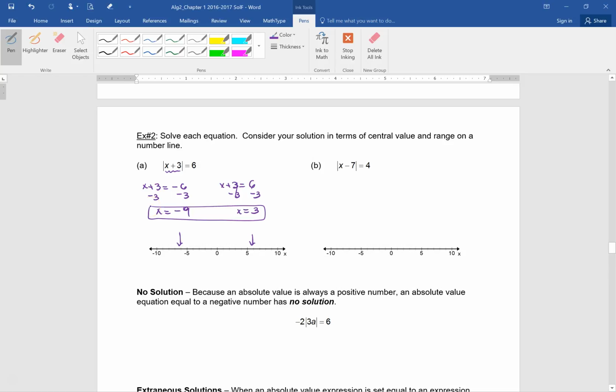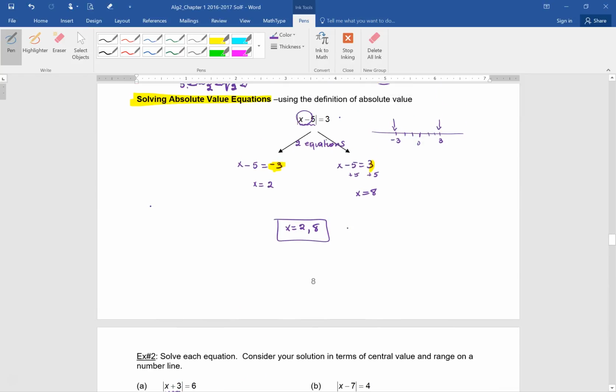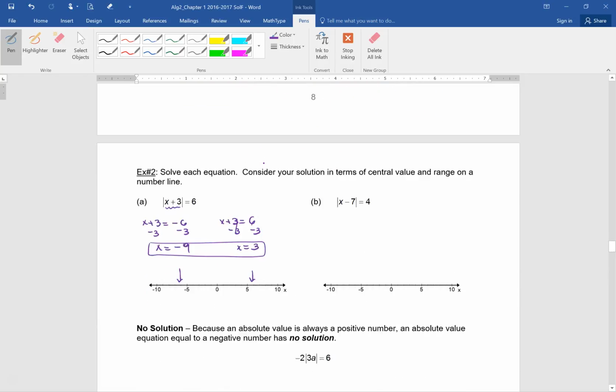Okay? Yes, positive 2. They were both positive because I added 5 to both. Okay, so here, okay, okay. All right, let's do this one.